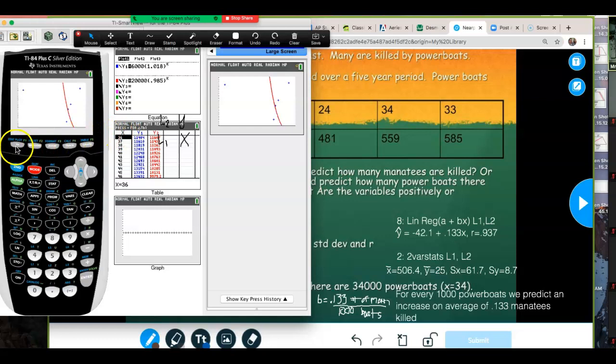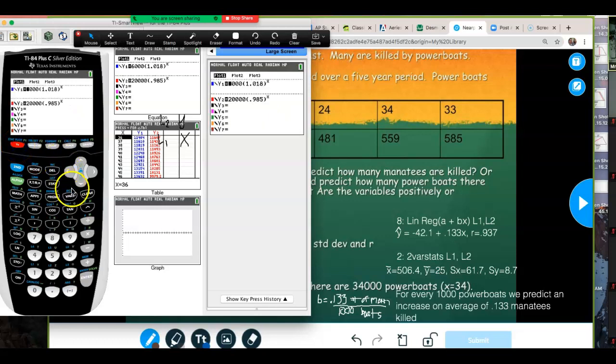Well, I got something in y equals. That's what's taking so long, is graphing y equals. I gotta clear that stuff. I got exponential stuff in y equals. That's what happened.